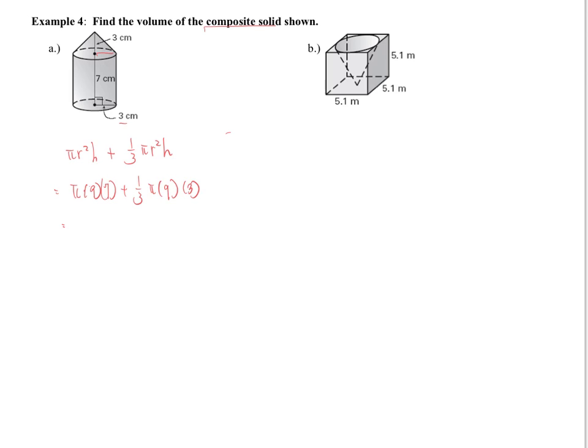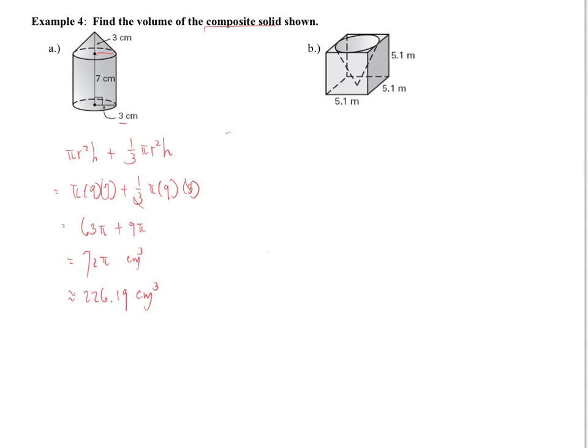Then we can simplify this. We have 63 pi plus 9 pi, and this is 72 pi. So you can either leave it in terms of pi, or if you're asked to leave it in decimal form, you just round it, 226.19 cubic centimeters.